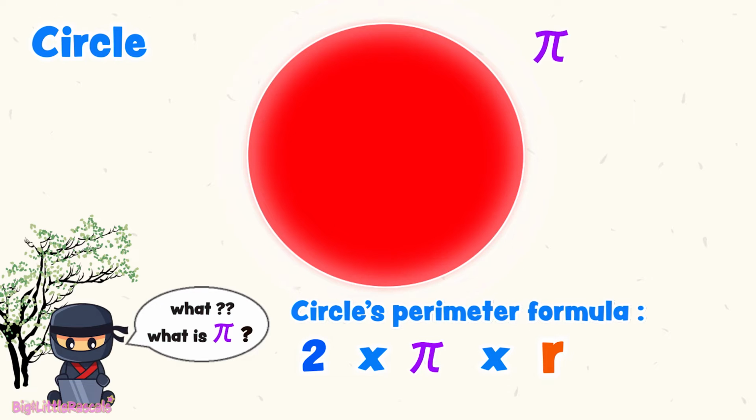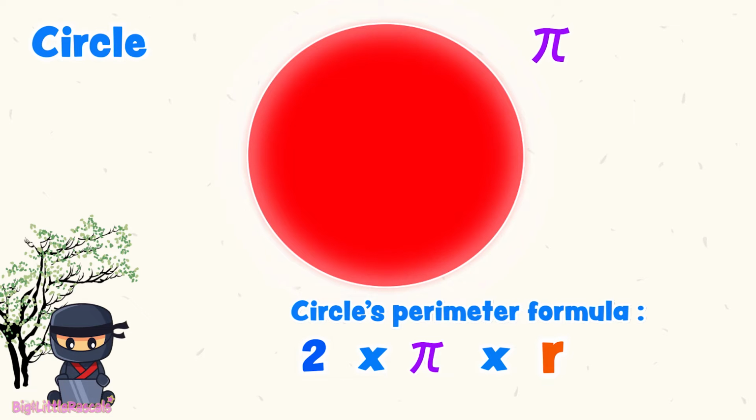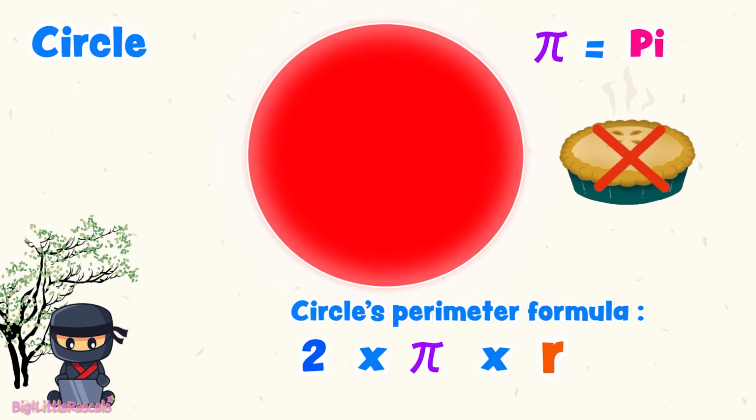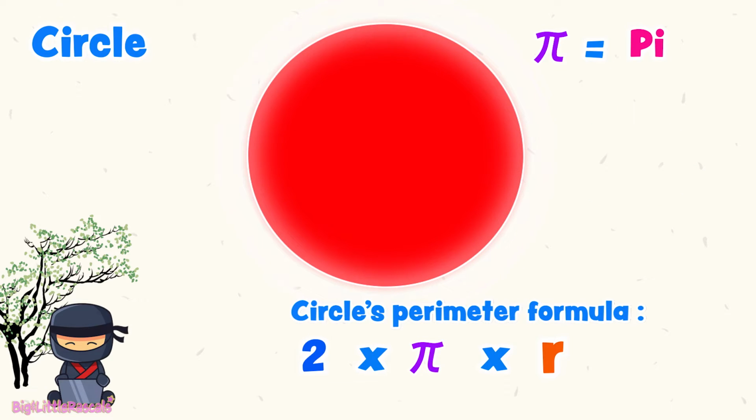And this pi? What a strange looking sign! This strange sign is called pi. It's not a pie for dessert, but it is a Greek symbol for calculation. It's called pi. But what actually is this pi? Well, pi is the ratio of a circle's outline to its diameter. And this is a constant number. It means that we use the same value of pi for any circle.